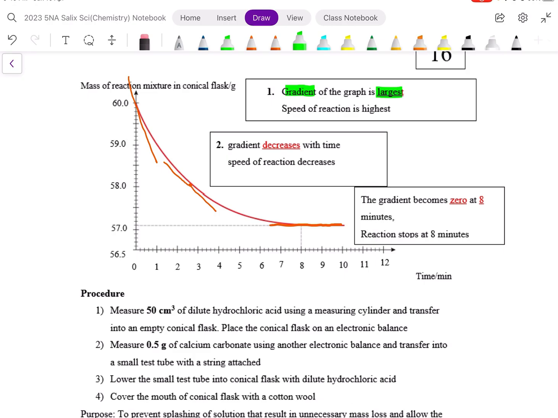So initially the gradient is the largest, speed of reaction highest. Then the gradient decreases, speed of reaction decreases. Usually questions will ask you how the speed of reaction changes with time. Then the gradient becomes zero, finally at around 8 minutes, and then the reaction stops.